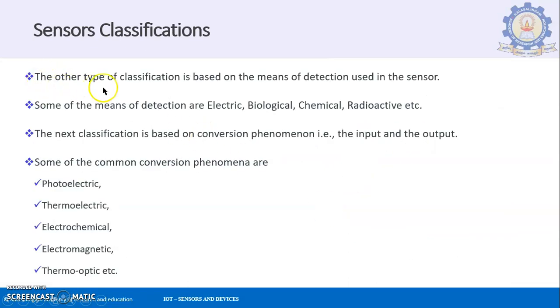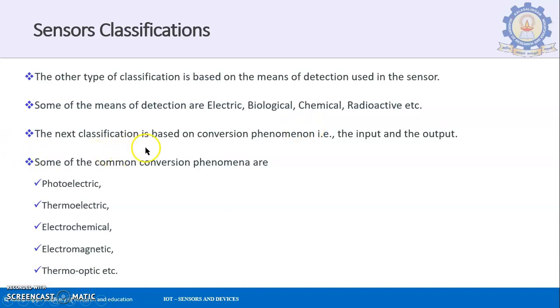The other type of classification is based on the means of detection used in the sensor. What is it going to detect? Based on that, they are classified into other categories. We've just now seen the active and passive type. Now we are going to look into the other types. Some of the means of detection are electric, biological, chemical, and radioactive. There are many more types, but these are the major categories that we normally use in day-to-day applications.